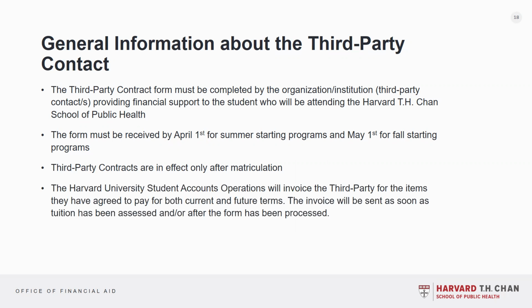The Harvard Student Accounts Office will create and defer your charges to your sponsor and send out an invoice after tuition has been assessed or after we receive the form and have processed it. The third-party contract form is what allows the university to defer an amount equal to your sponsor's contribution from your student bill. If you are receiving and or expecting to receive funding from multiple sources, separate forms for each source must be received.